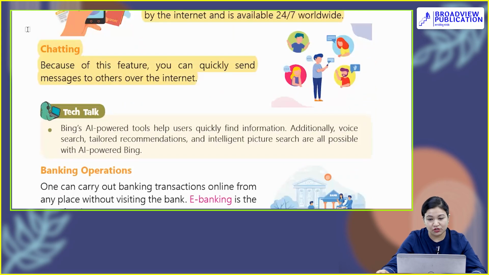Chatting. Because of this feature, you can quickly send messages to others over the internet. Because of internet, you can chat with your friends.